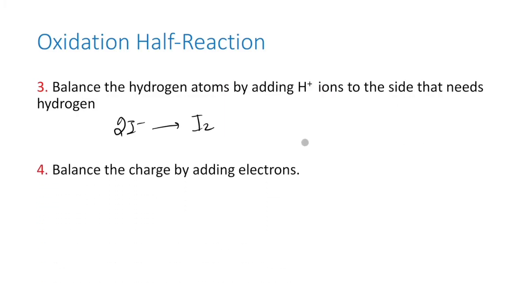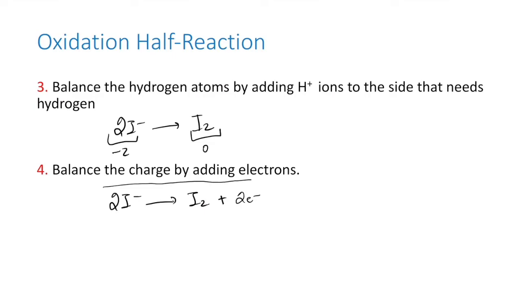Now, in the last step, balance the charge by adding electrons. Here it's obvious that the charge is not balanced. Here we have minus 2, and here we have 0. So for this reason, we need to add electrons. 2I minus gives us I2, and here we need to add 2 electrons. Now if you look, the oxidation half reaction is balanced in terms of matter and in terms of charge.